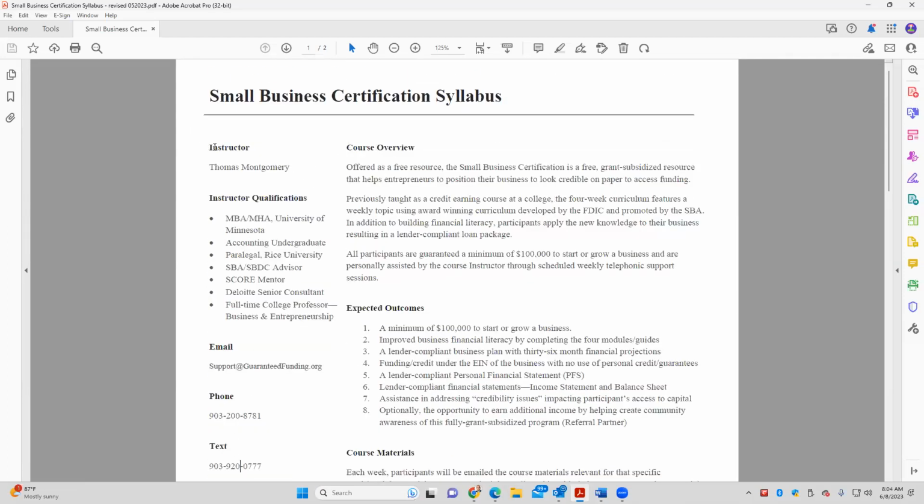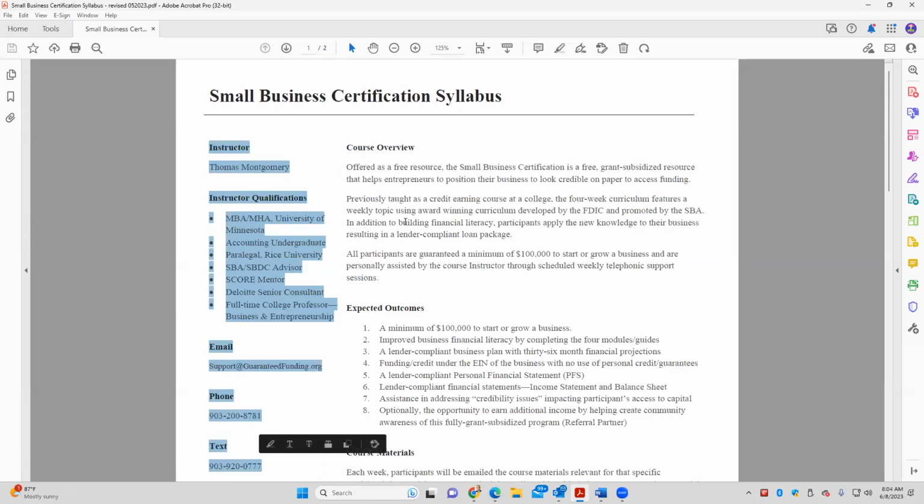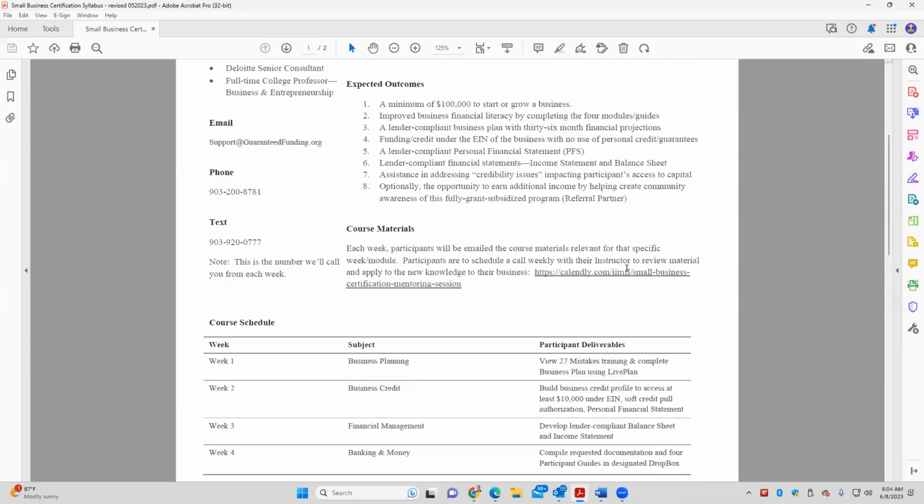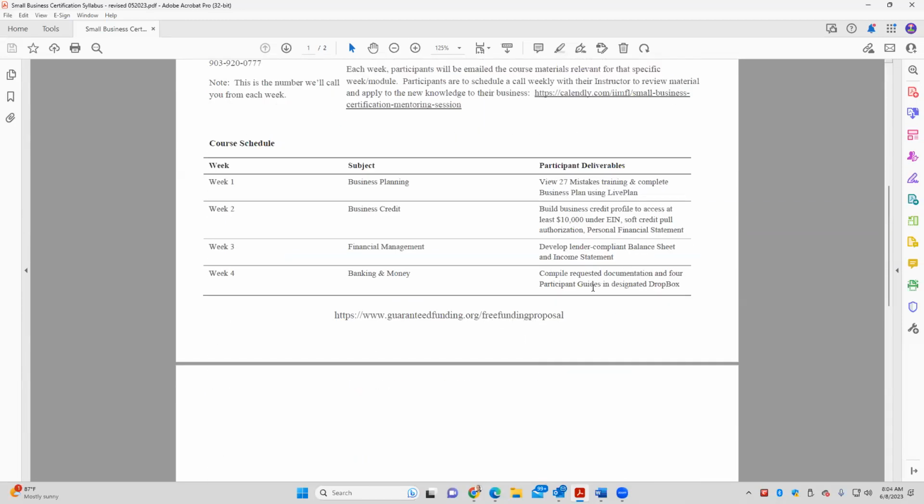So this is individualized to the given instructor. I know some of you are teaching this, so you have your own version of this. For me, this is my version. Make sense? So this is really just contact information for the instructor for those enrolled in my courses. So what is the course about? Well, it's offered as a free resource. The small business certification is a free grant-subsidized resource that helps entrepreneurs position their business to look credible on paper. Again, how do people plug into the financial literacy curriculum? Through the free funding proposal page.